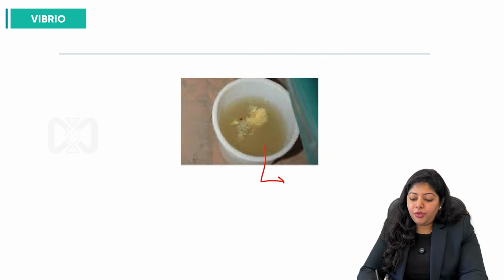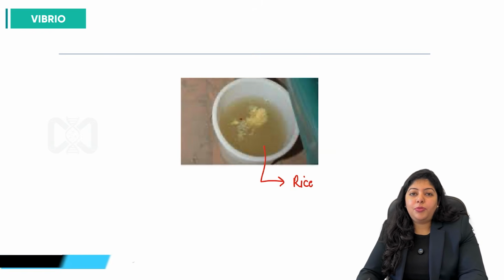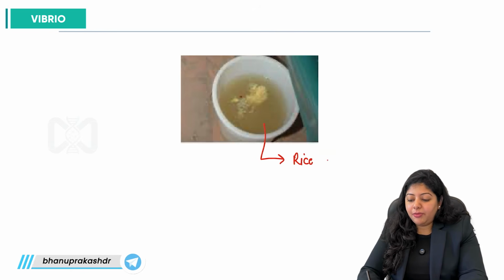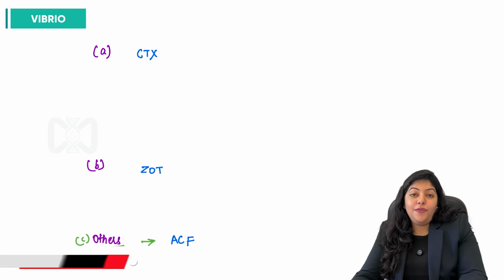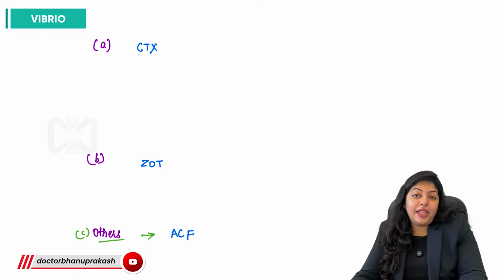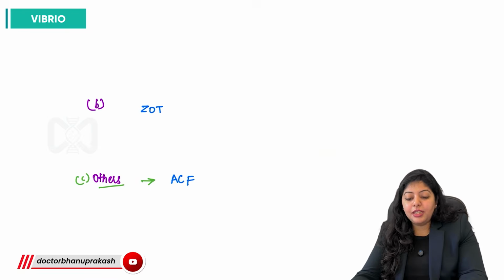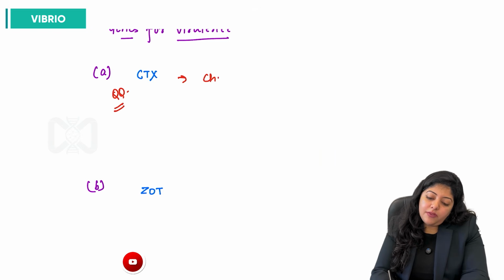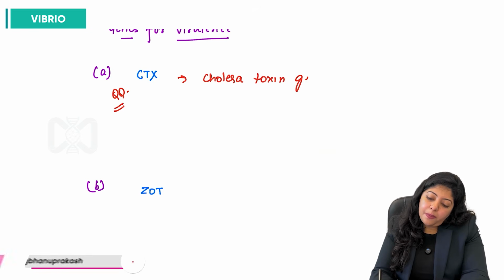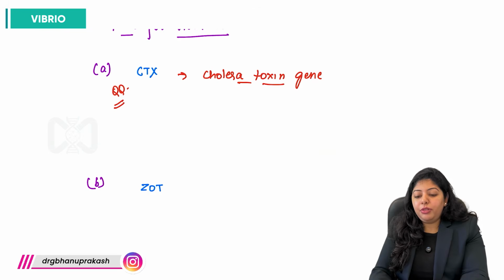Now this is the rice water stool. This is the most probable picture that you will be getting in your exams, rice water stool with appropriate history, right? Now moving on, you should also know the genes which are responsible for the virulence, the toxin release and everything. These are the three genes you must remember for your exams. One is the cholera toxin gene. We have already discussed that. Cholera toxin gene, which is responsible for virulence.